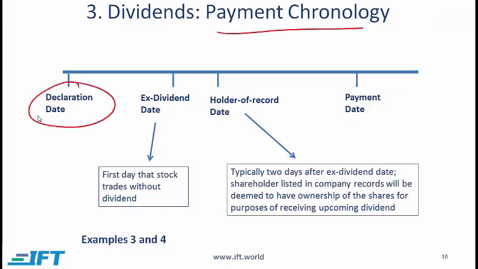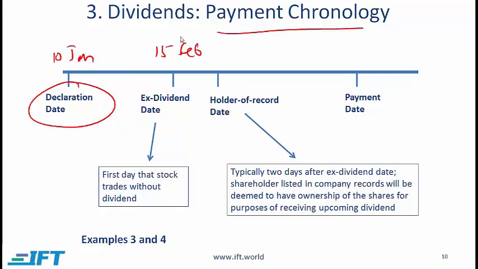Declaration date is the date when a company announces that it will pay a dividend. The company announces how much dividend it will pay, when the payment will be made, and the company also announces the ex-dividend date. The ex-dividend date is the first date that the stock will trade without the dividend. Let's say that the company declares the dividend on 10th January and the company says that the ex-dividend date is 15th Feb.